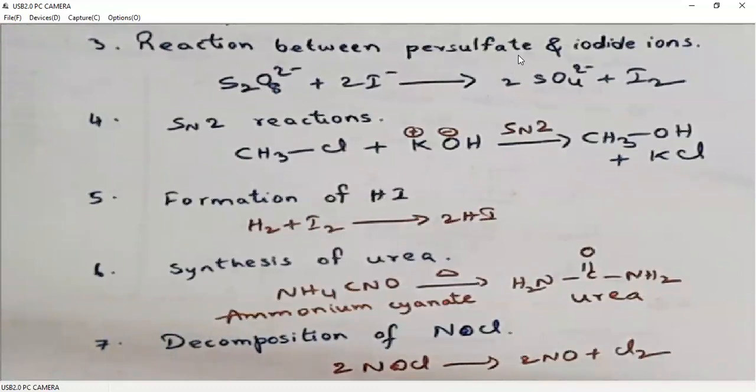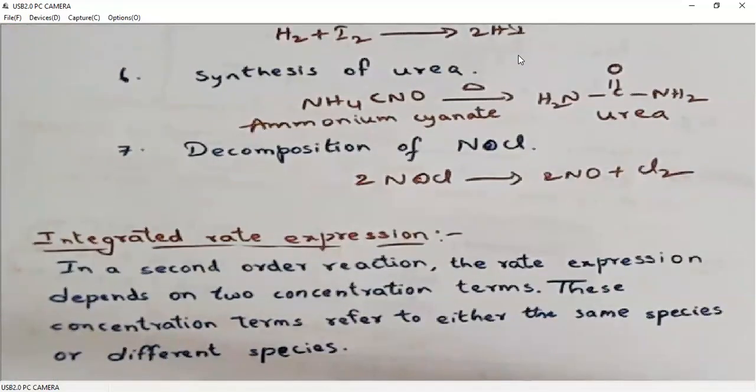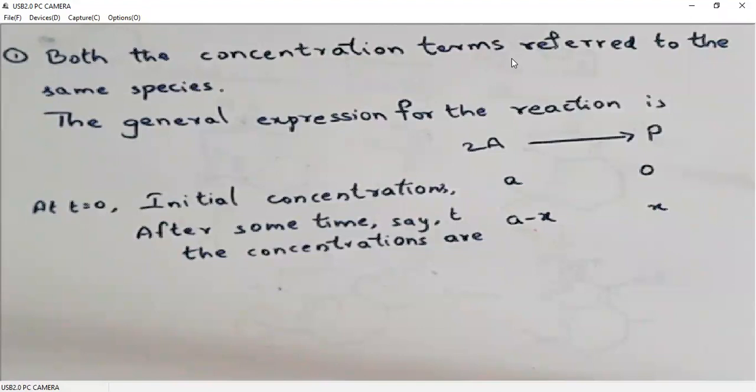Now we will look at the derivation for the integrated rate expression of a second order reaction. When we want to derive the integrated rate expression, first we need to know it is a second order reaction. That means the rate of the reaction depends on two concentration terms. So there are two possibilities. In a second order reaction, the rate expression depends on two concentration terms. These concentration terms refer to either the same species or different species. So we have two different cases.